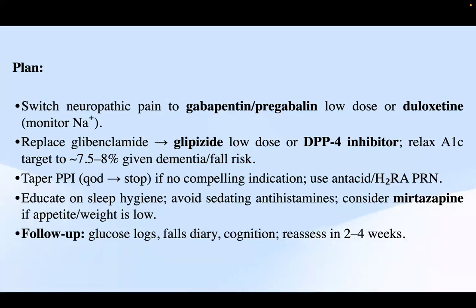See this, what will be the plan? One is to switch to some neuropathy agent like gabapentin or pregabalin at low dose, or duloxetine. Obviously, we need to monitor sodium if you are going for that. But yes, we can switch. Replace your glibenclamide with glipizide, again at low dose, or DPP4 inhibitors, to relax your A1C target. You can set a target like 7.5 to 8% given dementia, so the fall risk will be less.